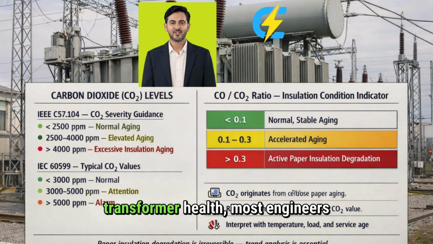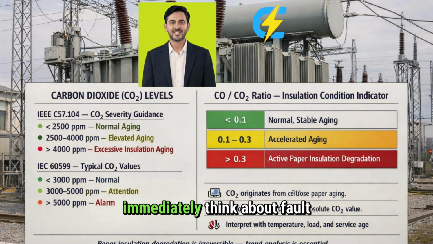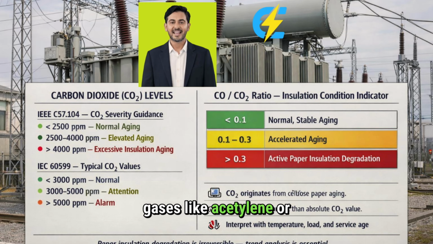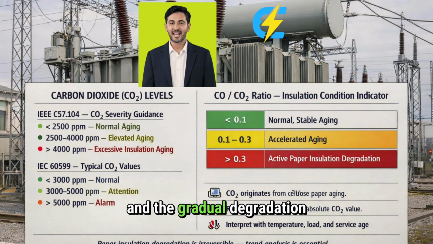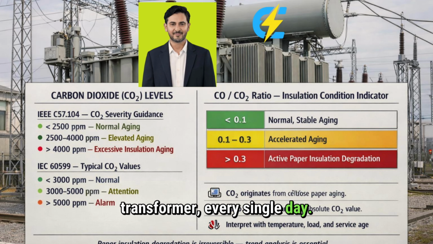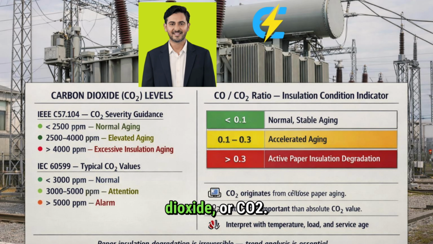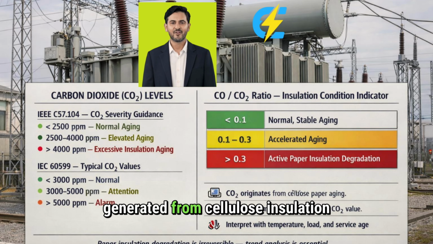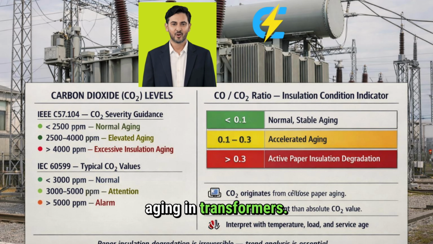When we talk about transformer health, most engineers immediately think about fault gases like acetylene or hydrogen. But there's another gas that tells a completely different story. A story about time, aging, and the gradual degradation that happens in every transformer every single day. That gas is carbon dioxide, or CO2. Carbon dioxide is primarily generated from cellulose insulation aging in transformers.